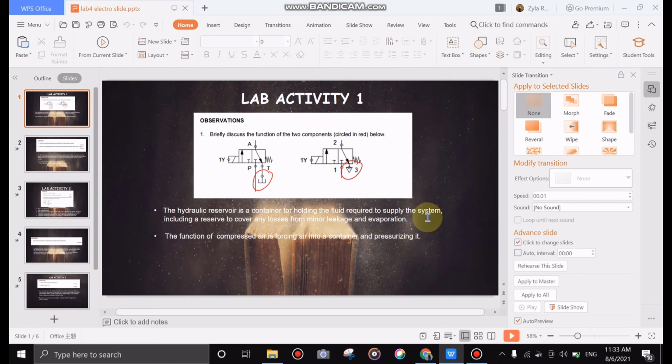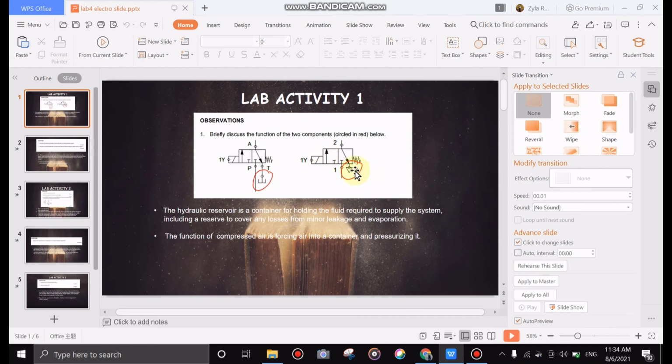And for this week, I will present the observations and questions from lab activity 1 until lab activity 3. So let's proceed with observation lab activity 1. The question is, briefly discuss the function of the two components circled in red below. Okay, the first one is a hydraulic reservoir or tank, and the second one is compressed air.